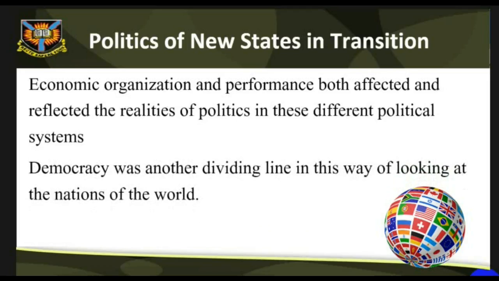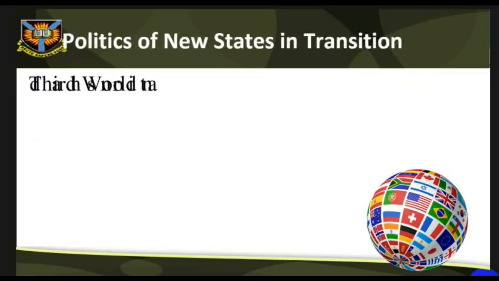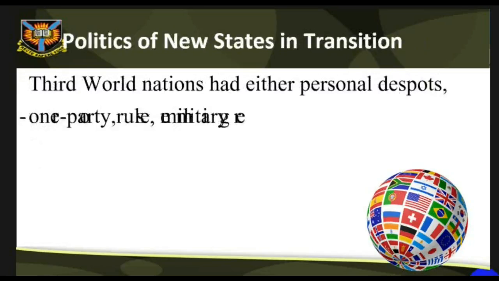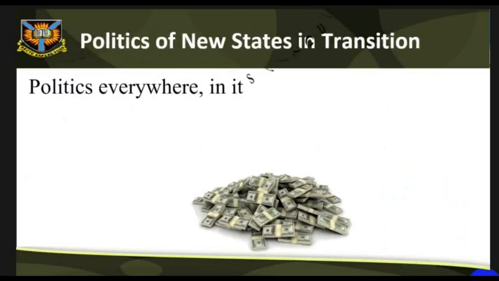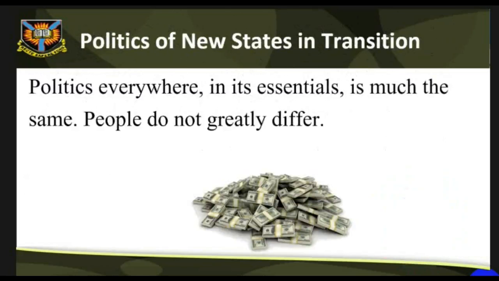Democracy was another dividing line in this way of looking at the nations of the world. The capitalist industrialized countries not only were wealthy, but also were stable, well-functioning, if not untroubled, democracies. Communist systems were unquestionably dictatorial, and third world nations had either personal despots, one-party rule, military regimes, or at best, democracies marred by high levels of social and political violence. The countries included in this text share many characteristics that allow us to identify them as part of the Third World.